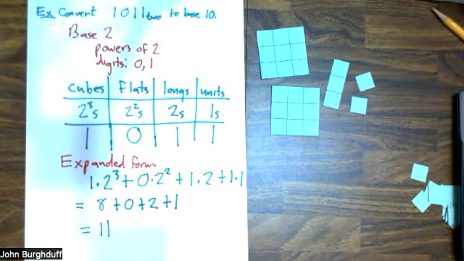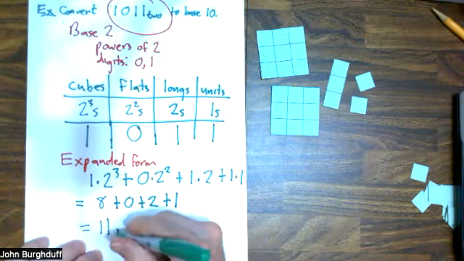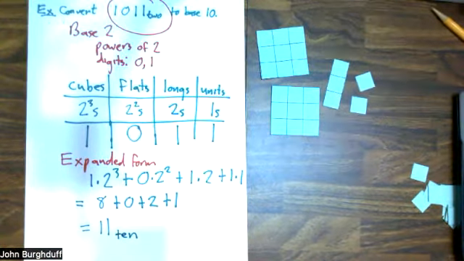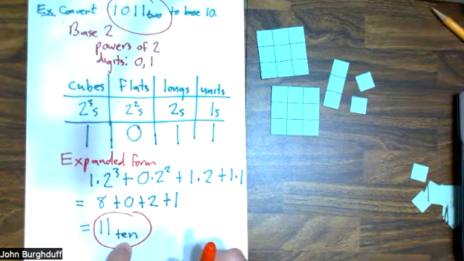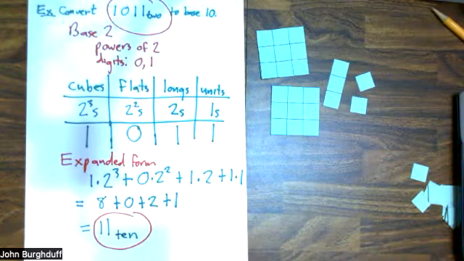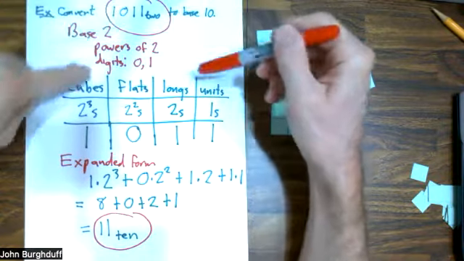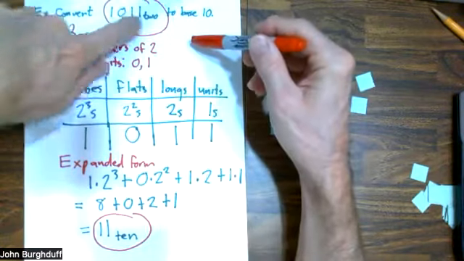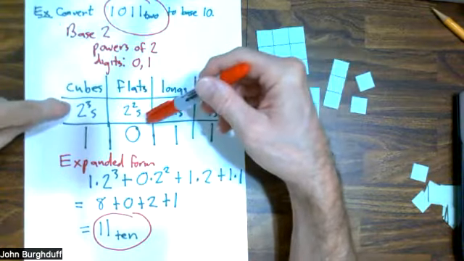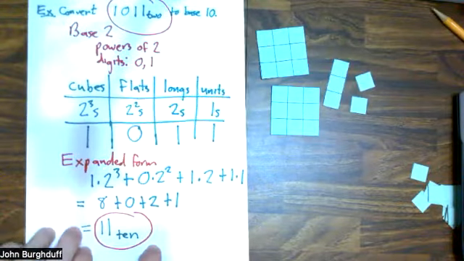And what that tells me is that 1011 in base 2 is equivalent to 11 in base 10. If we know we're routinely in base 10, we don't usually put the base symbol there, but since I'm going back and forth between different units, I want to emphasize that that's my base 10 equivalent. So again, imagine units, longs, flats, and cubes. Create a chart. Think about how the units, longs, flats, and cubes are powers of whatever your base is, and then use that chart to write expanded form and do the math, and you will come up with the base 10 number.